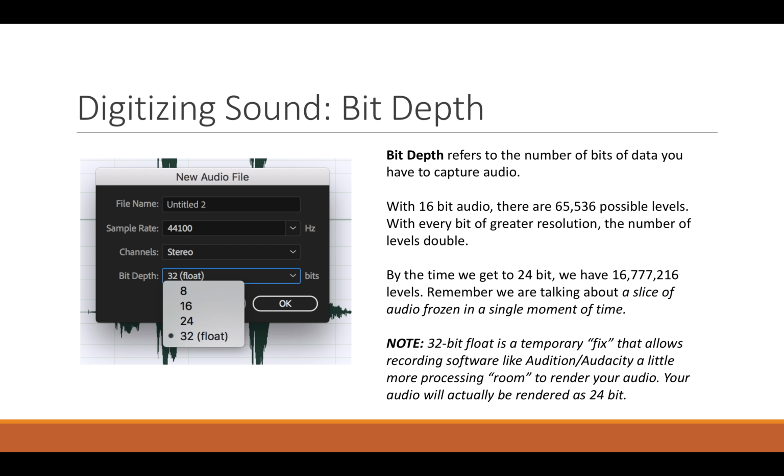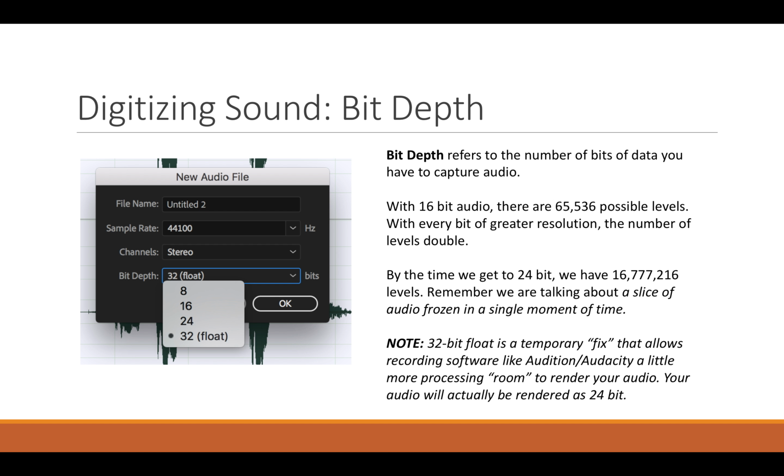So remember, in 24-bit color, we have 16.7 million colors. In 24-bit audio, we have 16.7 million bits of data available for one slice of audio in one single moment in time. Okay, so it works the same way.